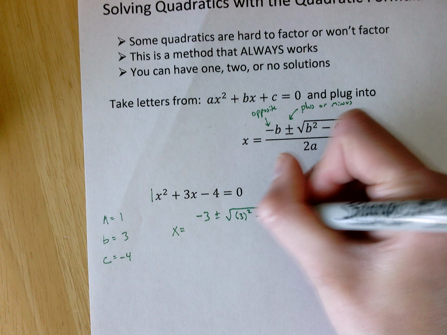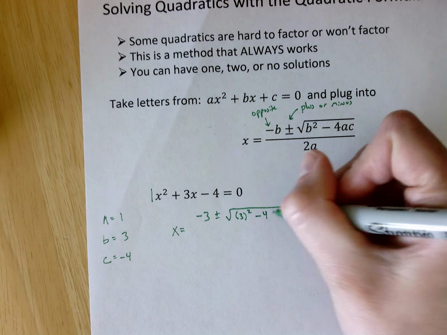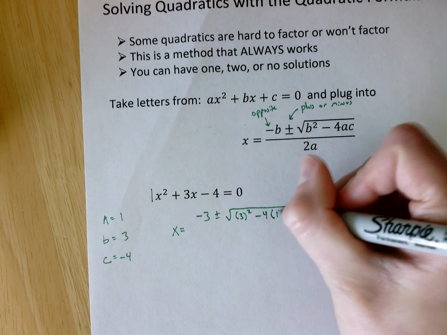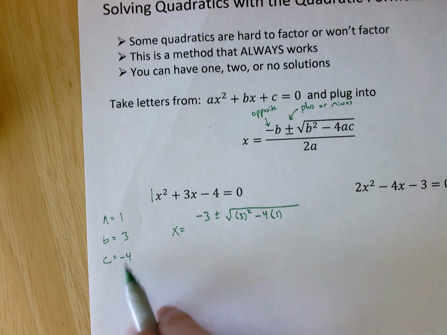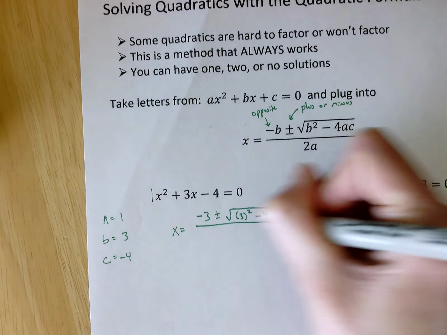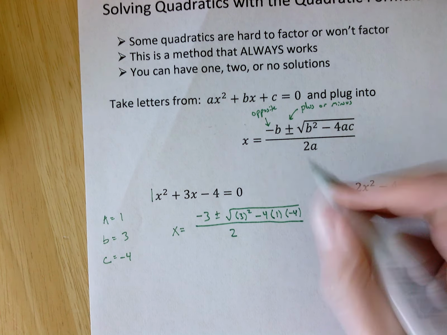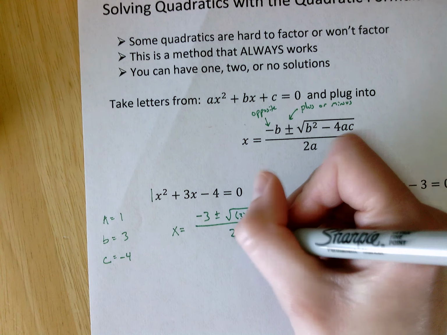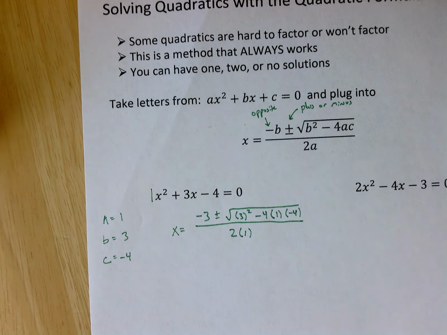And then we got negative 4 times A, well, A is 1, times C is negative 4. Okay, and then that's all of it divided by 2 times A. Well, A is 1. So all I did was rewrite that equation, but instead of letters, I put the numbers. Okay, now we're going to simplify this.